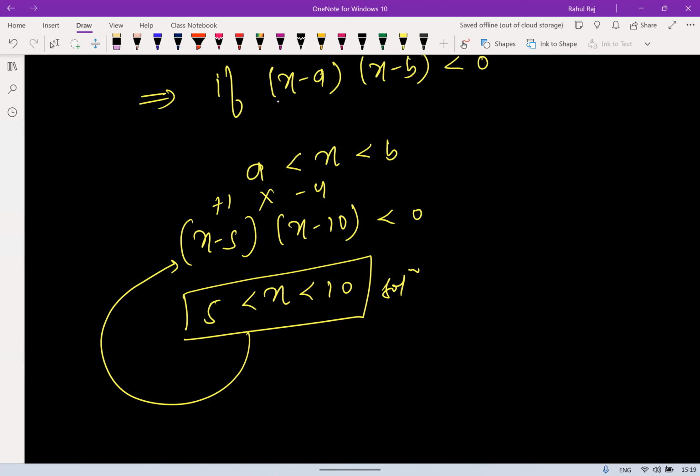Agreed? Anyone, any problem over here? Please tell. Sarthak, is this clear? Kati, any problem here? Clear. Sapna, clear? Any problem here?